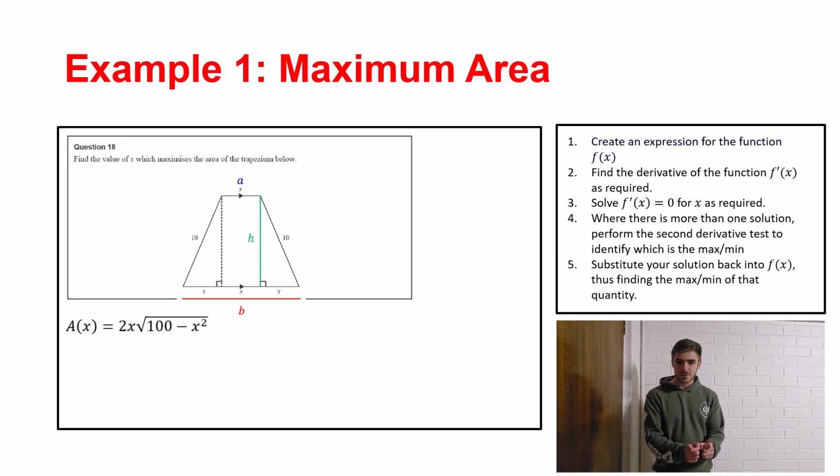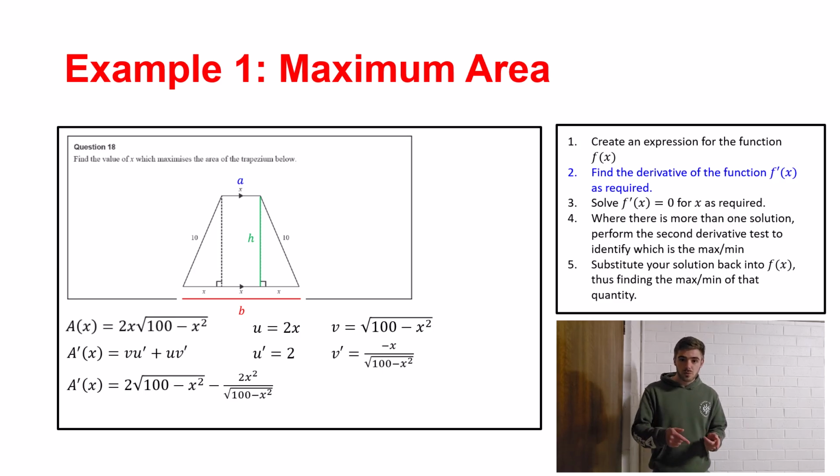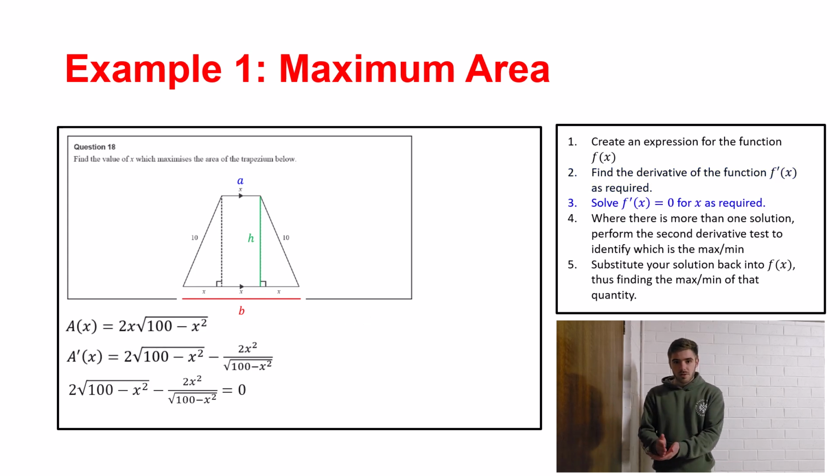We have our equation. The next step is to find the derivative of that function. Our function is a product of 2 terms, hence we're going to use the product rule to find its derivative. So we figure out what u and v are, and then find the derivatives of each of those. Now that we have all those terms, we're just going to plug those into our product rule equation, and then just simplify.